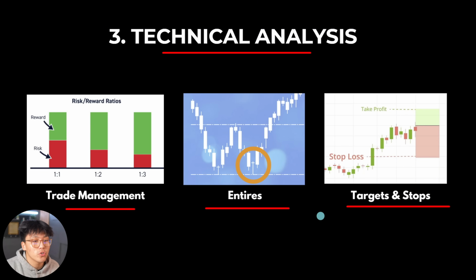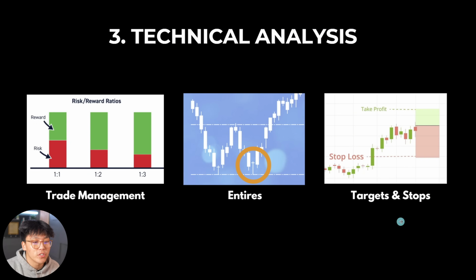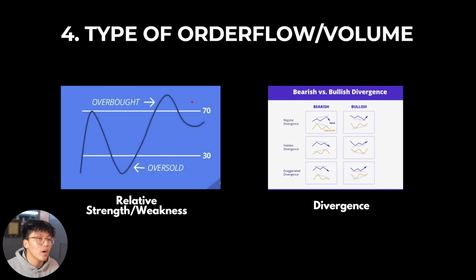Now let's go on to our fourth and final step of the checklist. And number 4 being type of order flow / volume. This is one of my favorite personally, being able to identify the relative strength and weakness in a ticker. Majority of the times whenever we do have some sort of bullish news event, a lot of times what we'll have is relative strength compared to the overall indices.